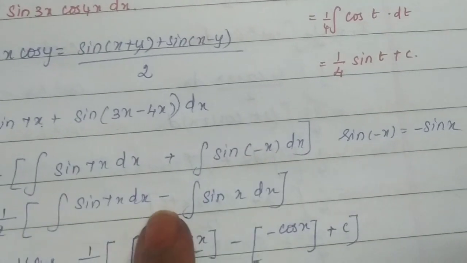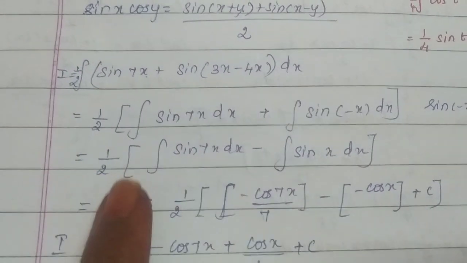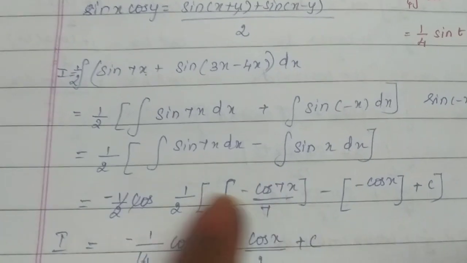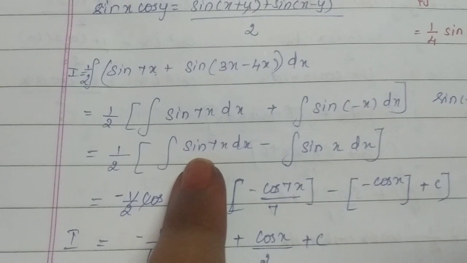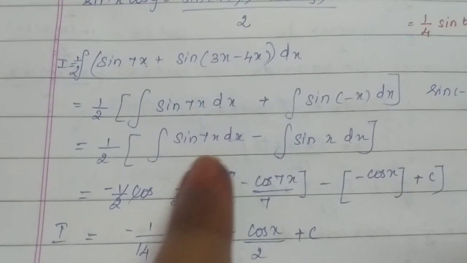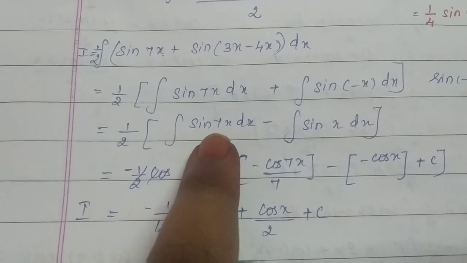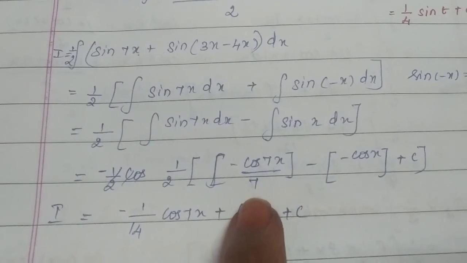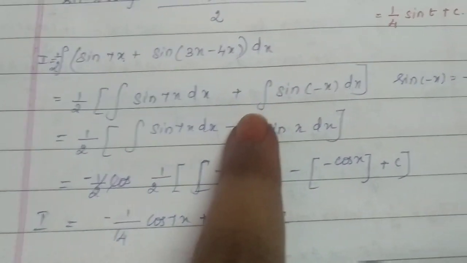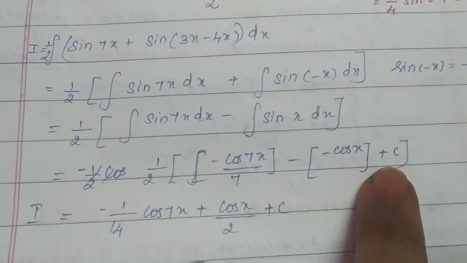So here, I can take the minus sign outside of the integral, minus sin x dx. This 1 by 2 is common for both the integrals. If you want, you can separate it, right? Otherwise, take it as common and then write. As I told already, the integral of sin x dx is nothing but minus cos x plus c. So here the coefficient is 7, so you are dividing by 7. That is minus cos 7x divided by 7. Here minus is there. When you integrate sin x dx, you will be getting minus cos x. Together we are adding the constant of integration.